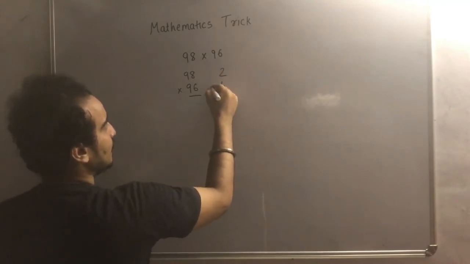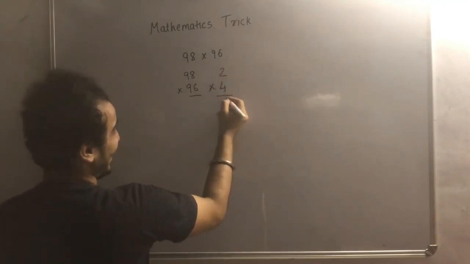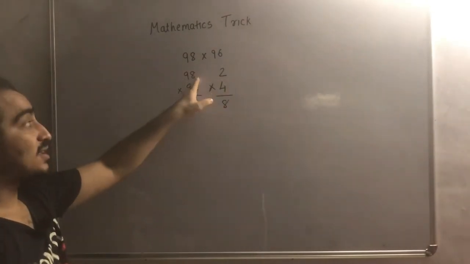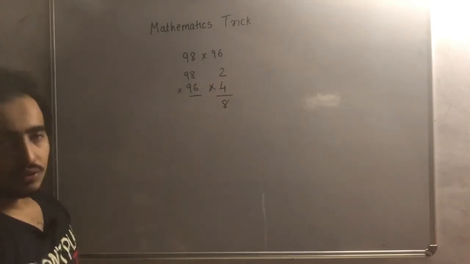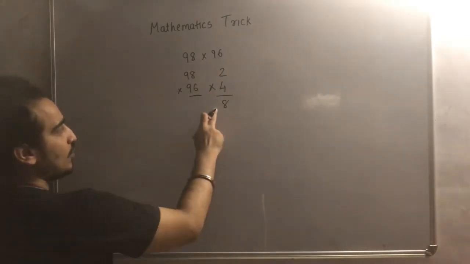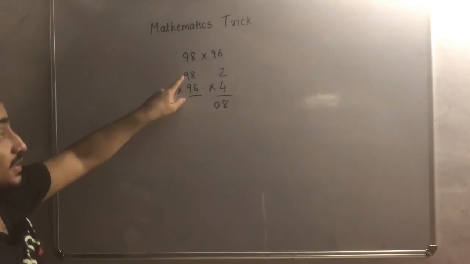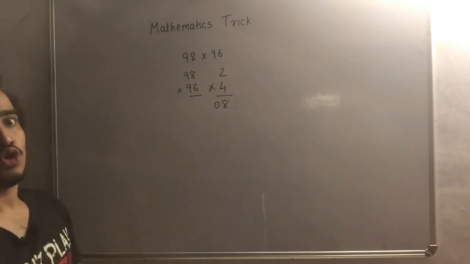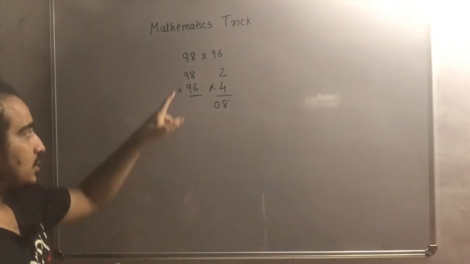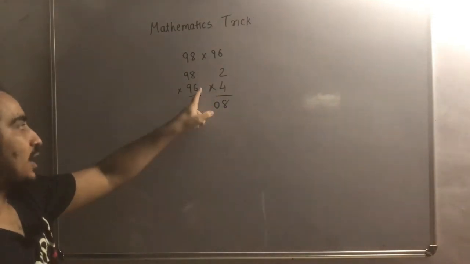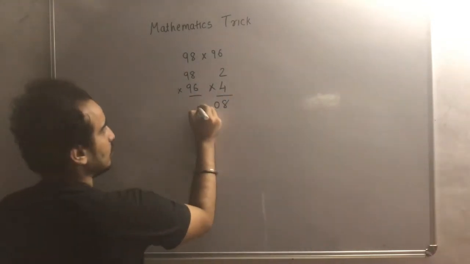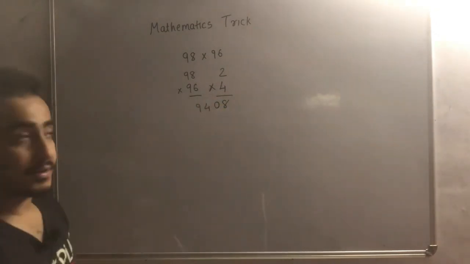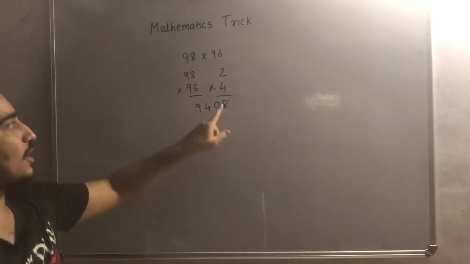First we will multiply these two. 4 2s are 8. How did we get this 2? 100 minus 98 is 2, 100 minus 96 is 4. Understood? Now we have to write 08. Then 98 minus 4, or you can do 96 minus 2. You will get the same answer in both. 98 minus 4 is 94, 96 minus 2 is 94. So the answer will be 9408. So the multiplication of 98 and 96 is 9408.